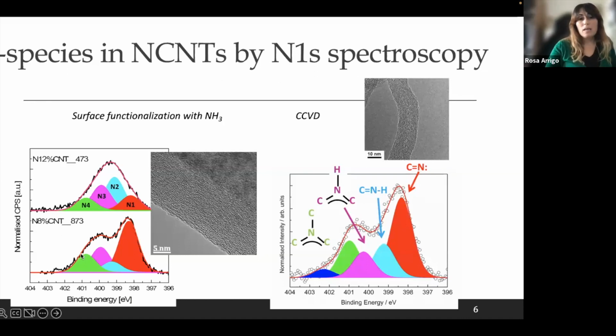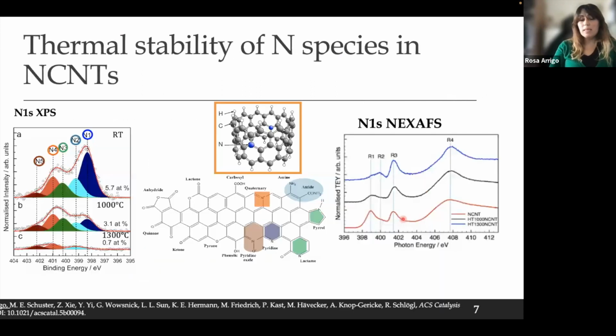For example, it's very similar for nitrogen post-functionalization or a direct introduction of nitrogen species during the synthesis by CVD, which is what you see here on this side. So the nitrogen distribution is temperature dependent.